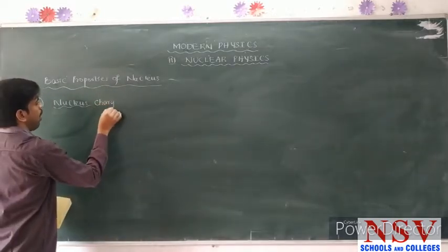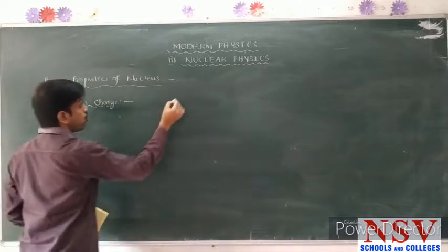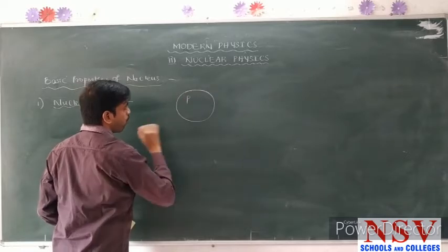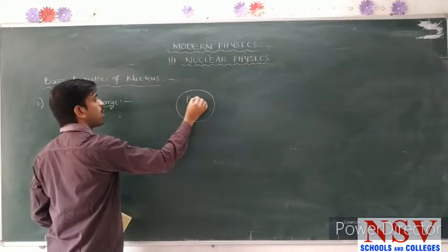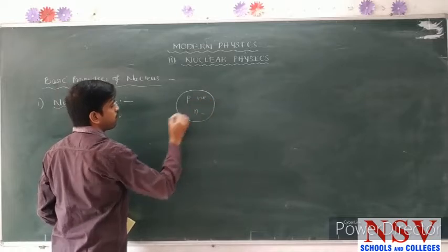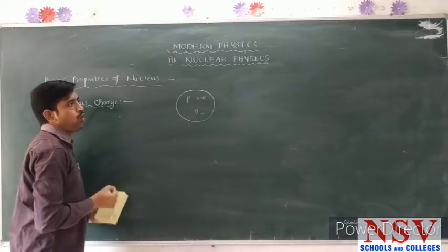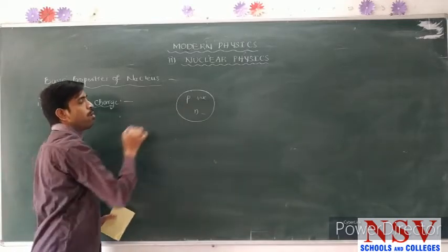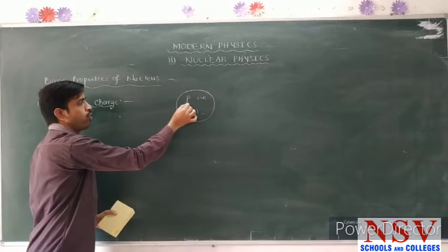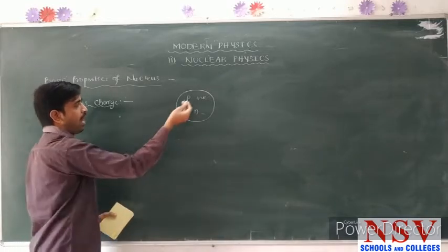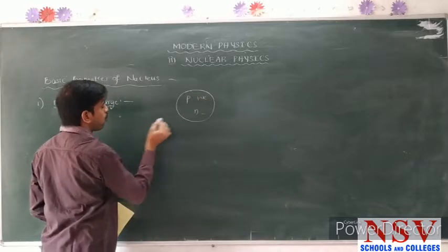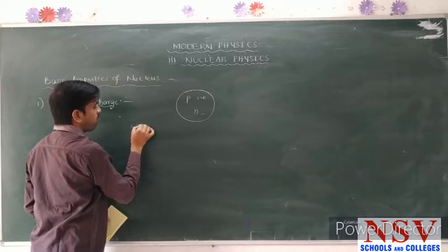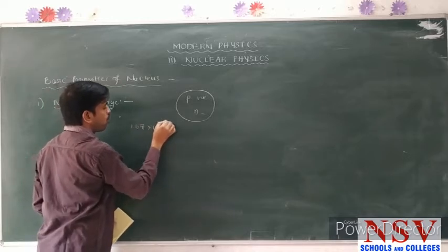Nuclear charge. Already we know the nucleus consists of protons and neutrons. Protons are positively charged, and neutrons are chargeless particles. From this we understand that the nucleus always consists of positive charge, which depends only upon the protons, because neutrons are chargeless. The charge of the nucleus is always positive, and that value is 1.6 into 10 power of minus 19 coulombs.